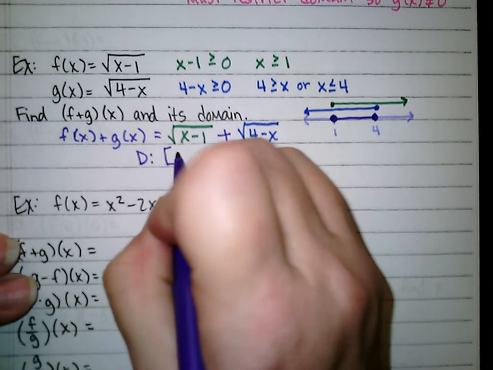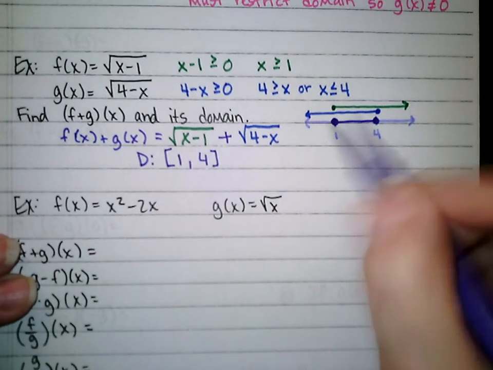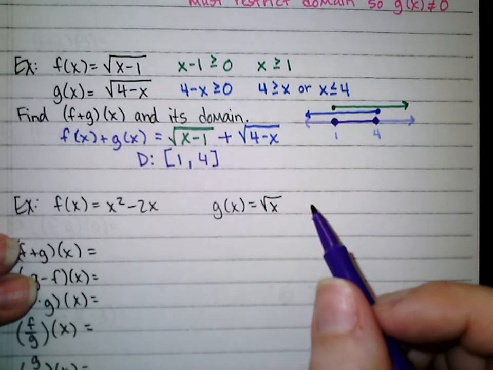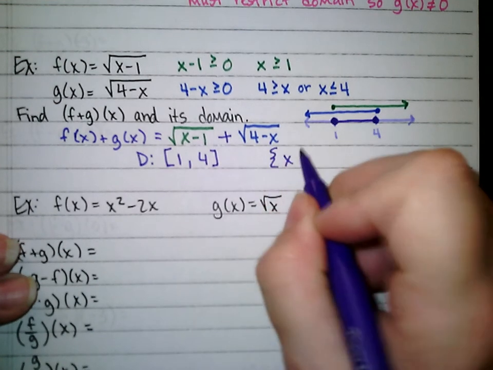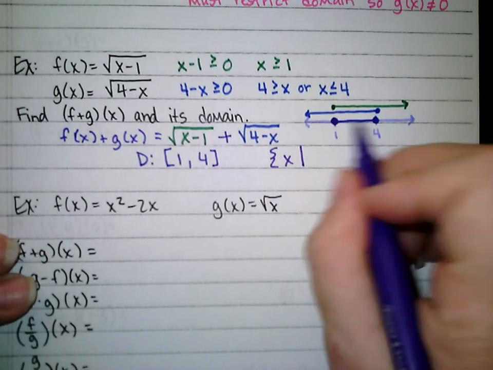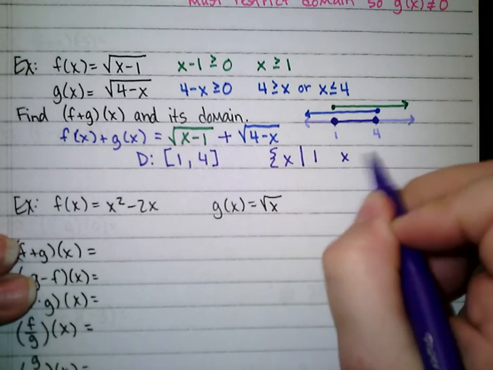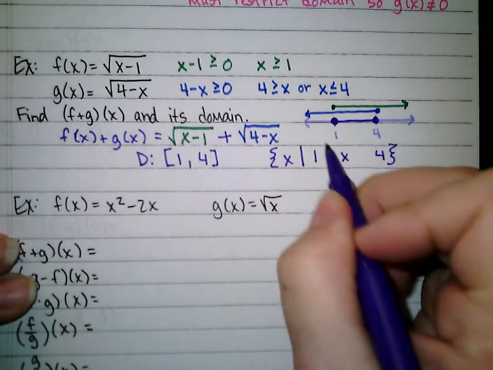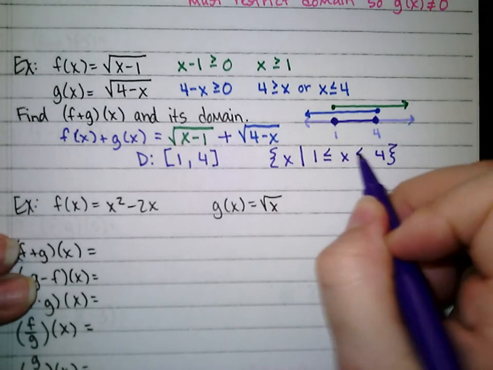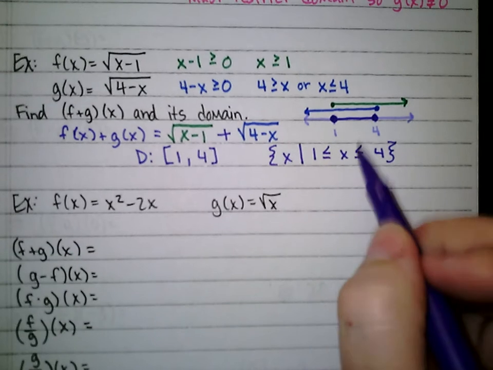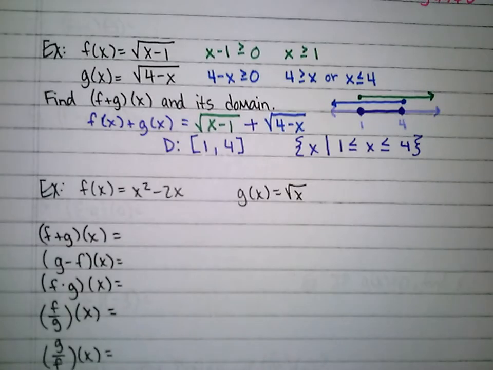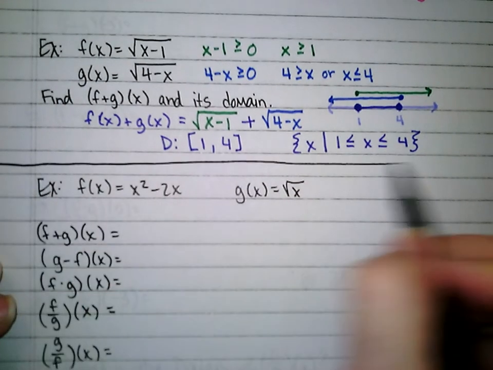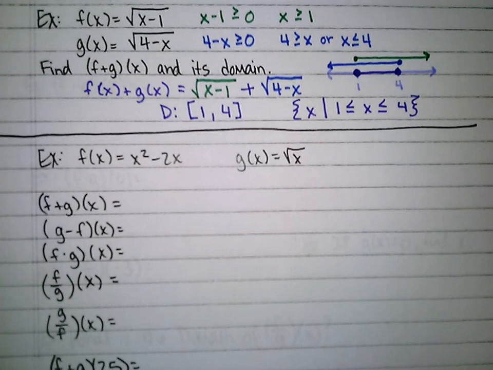So we'll have 1 to 4, including both of those end pieces. If we needed that in set builder notation, we'd say all the values of x such that x is trapped between 1 and 4. And it's including both, so we go in less than or equal to. So x is greater than or equal to 1 and less than or equal to 4 at the same time. Okay, this starts a new problem. Probably should have put a line there so it's not confusing.